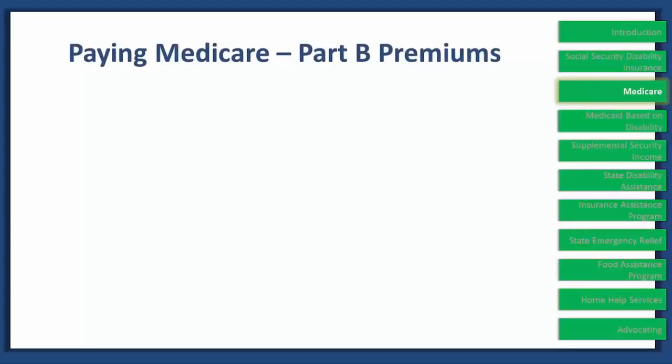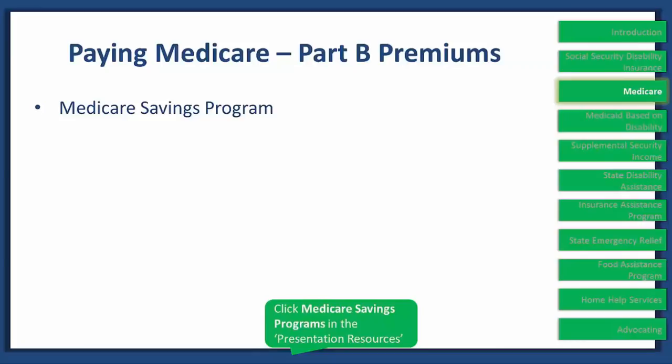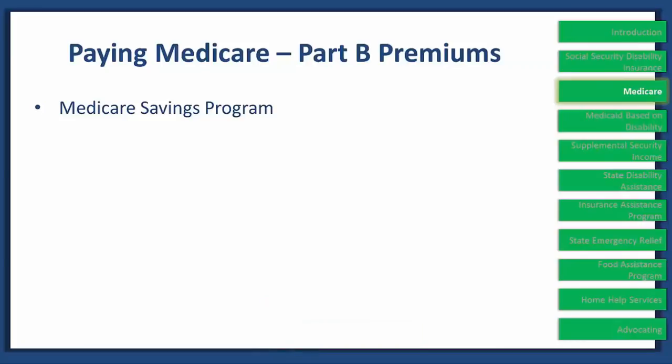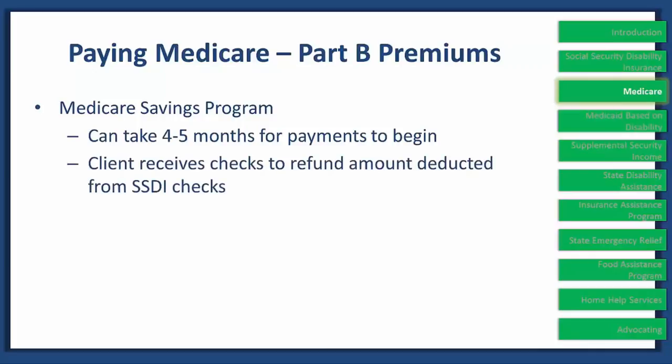Another way to pay the Part B premium is through a Medicare savings program. Once your client applies for Medicaid based on disability, it can take 4 to 5 months for Medicaid to begin paying the premiums. Once the Medicare savings program kicks in to cover the premium, the client will get checks from Medicaid to refund the $104.90 for each month that it was deducted from their SSDI checks.